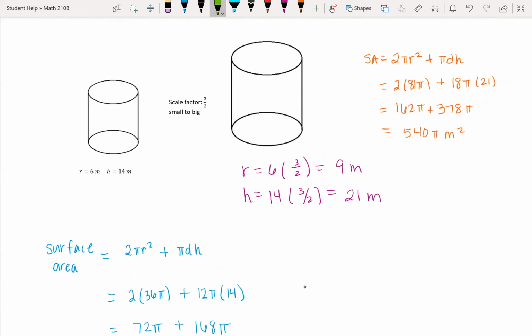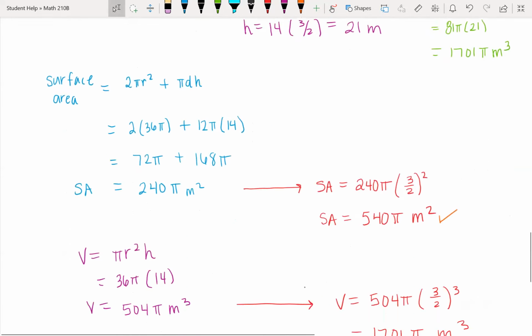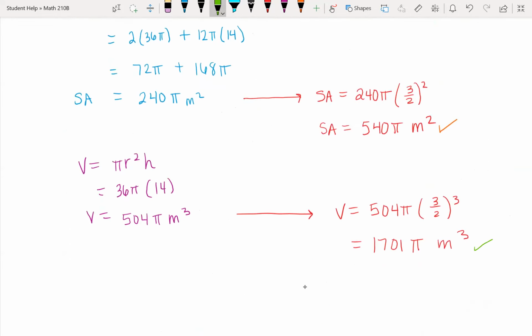For the volume, it's going to be pi r squared times the height, which is 81 pi multiplied by 21. And we get 1701 pi meters cubed, and that checks with what we had down here.